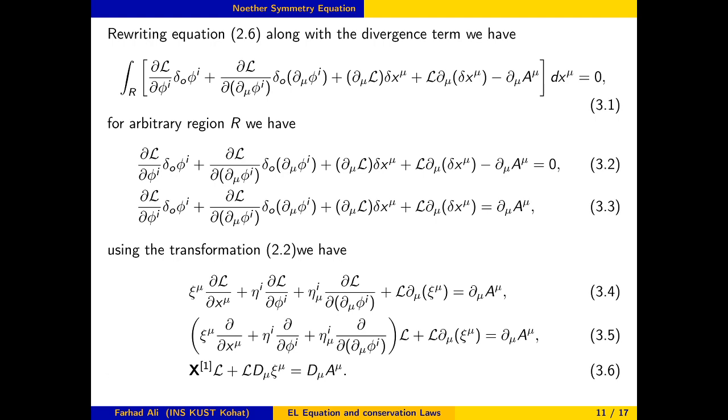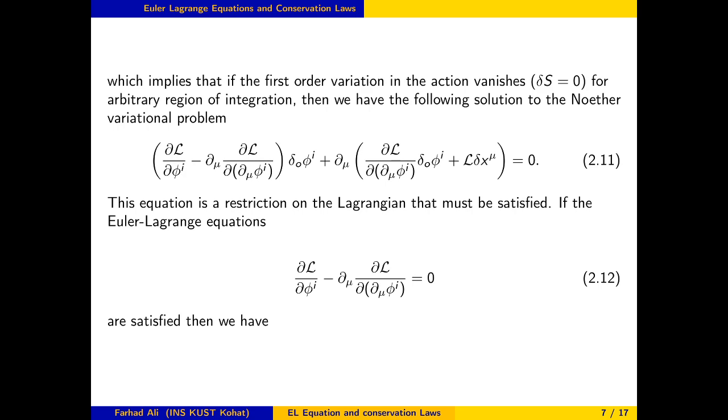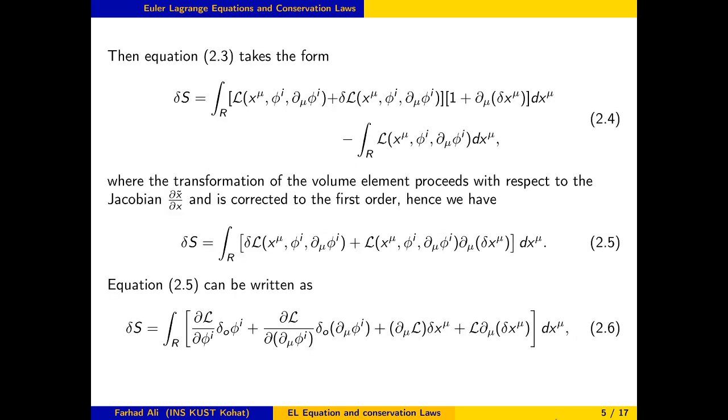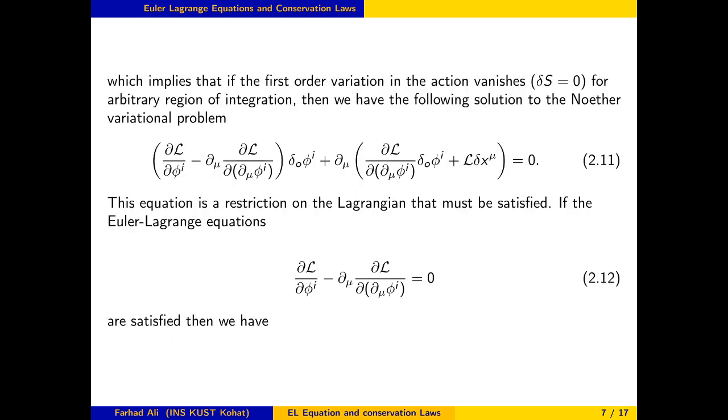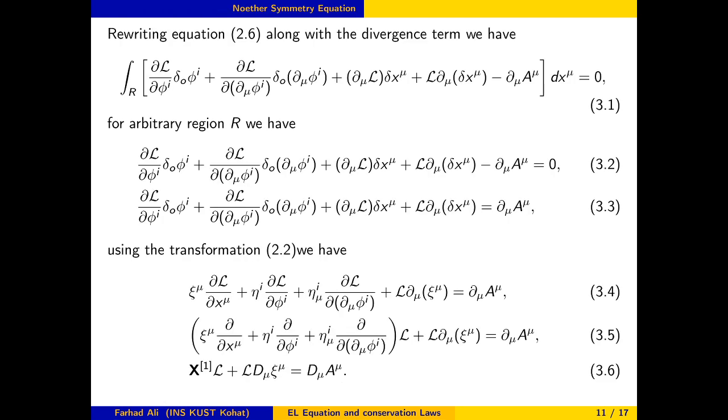Okay. Now let's see the Noether symmetry equation. Where does the Noether symmetry equation come from? It is from the same action. From the same equation we derived the Euler Lagrange equation and the conservation law. That is from equation 2.6. Let's see 2.6 again. This is 2.6, you see, and I write this equation again. This is the same 2.6 equation.